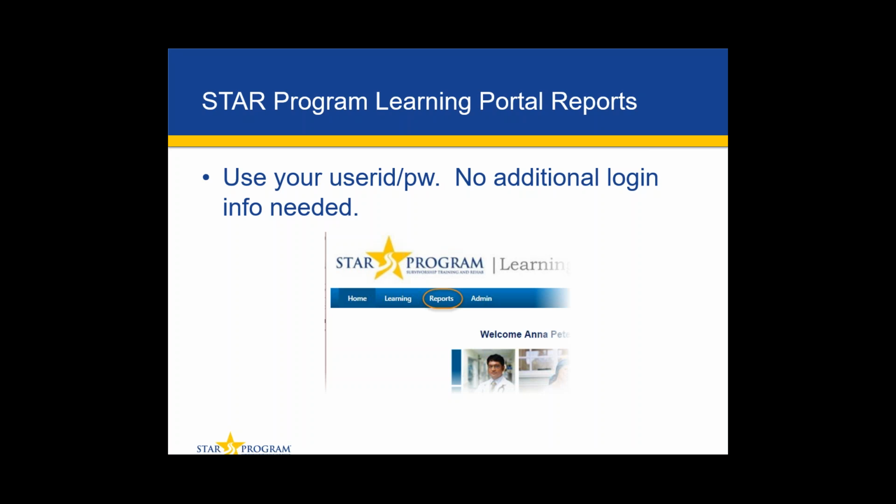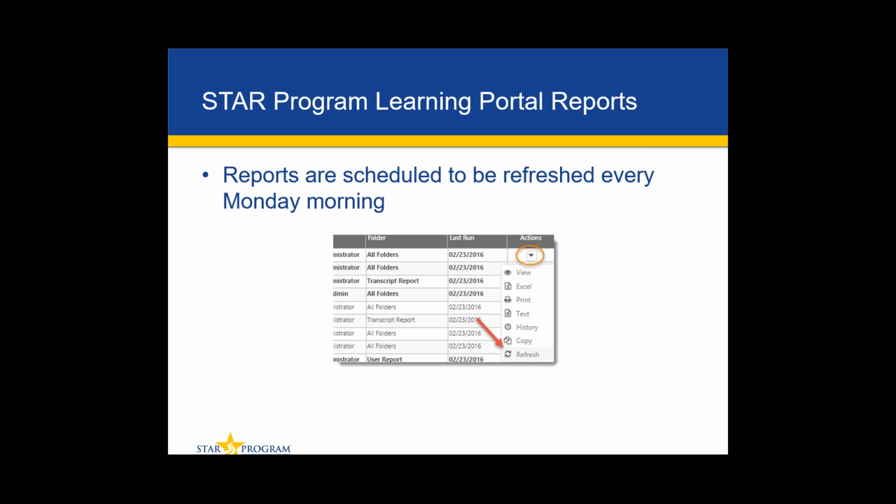And at the very top of your Learning Portal, you'll see Reports in your tabs. You'll want to click on that Reports button, and that's going to open up to the reporting section. All your reports are going to be listed in the middle of the page, and there's little subheadings at the top. The one that's most important right now is under Actions.